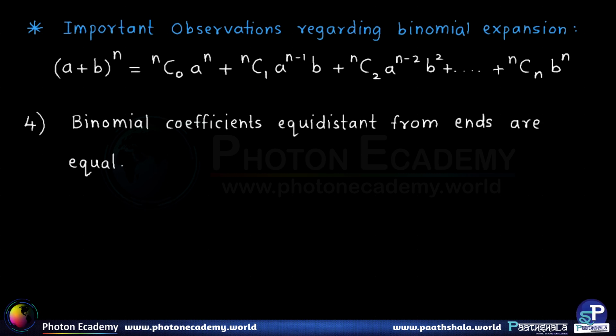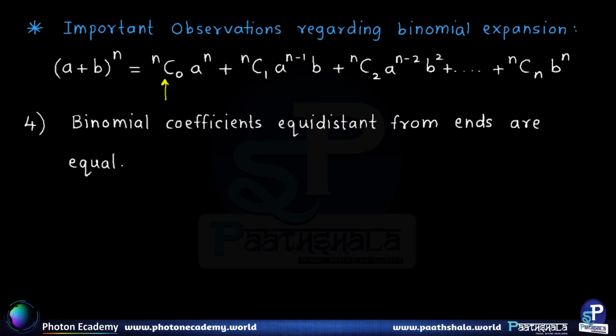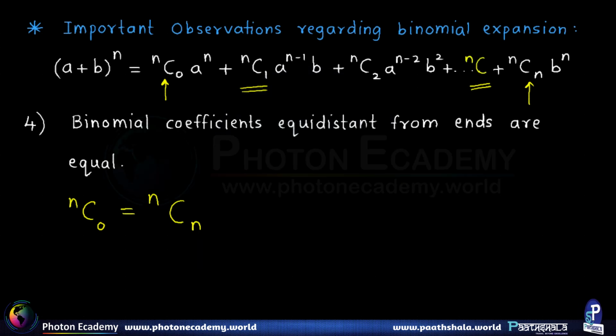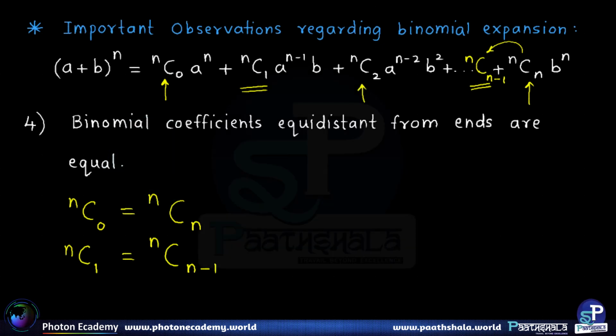Then going to the next one, binomial coefficients equidistant from the ends are equal. So that means the first binomial coefficient is the same as the last binomial coefficient, that is nC0 equals nCn. Then the second binomial coefficient will be equal to the second last binomial coefficient, which you can see would be nC(n-1), because the coefficient that comes just before nCn must be nC(n-1), and that must be equal to nC1, and so on. So the third coefficient will be the same as the third last coefficient.